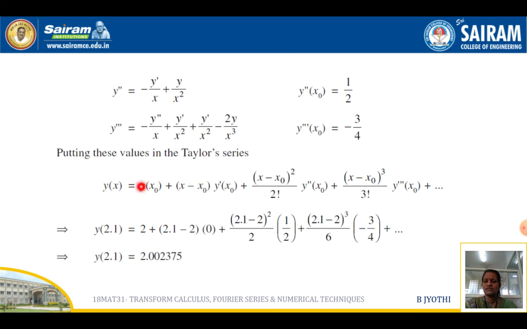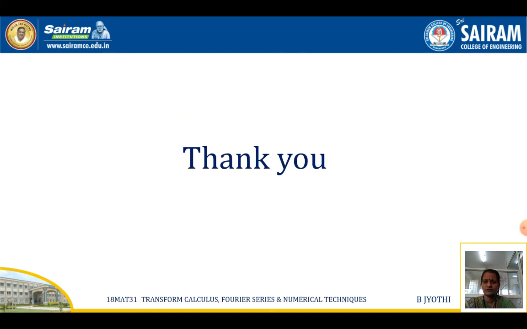As we know, the Taylor series formula is given by this, and we have considered up to third term only. And on substitution, putting the value of 2.1 in the place of x, we get this, and simplified form is 2.002375. This is the final answer for y of 2.1. Thank you.